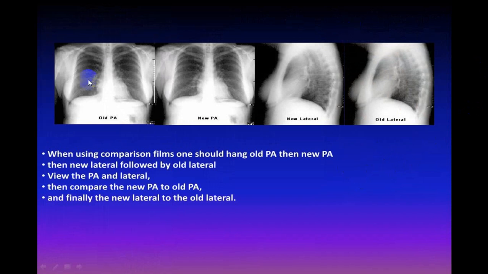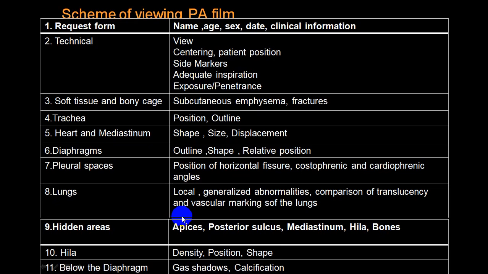Whenever you get an X-ray chest for reading purposes, one should always compare an old PA with a new PA. So this is the old PA view, this is the new PA view, and the lateral should also be compared. First you compare the PA with the lateral, and also compare with the old lateral. So if possible, if a person has an old X-ray, try to compare with that.